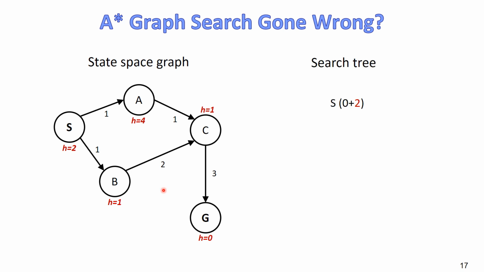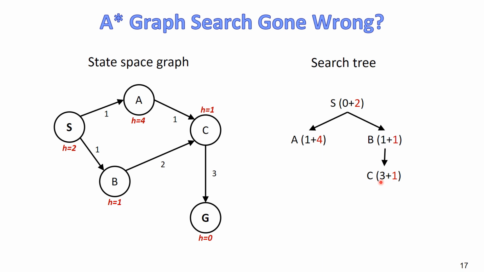For tree search, we'll start with S. S has the cost of 3. We'll get it out of the fringe. We expand it to A and B, right? A has cost of 5, because the backward cost is 1 and the forward cost is 4. B is 2, because the backward cost is 1 and the forward cost is 1. Now, which one will be expanded? The one with the lowest cost, which is B.